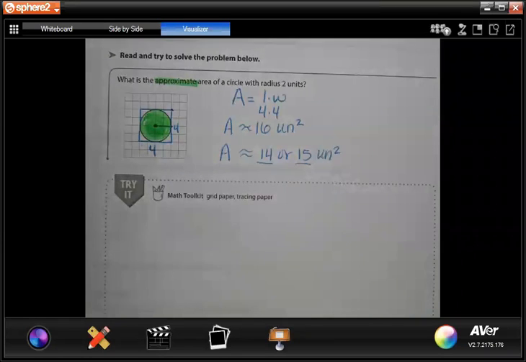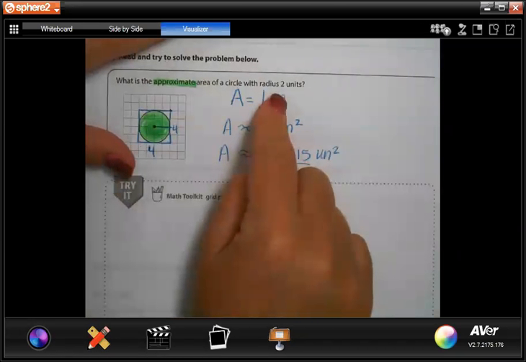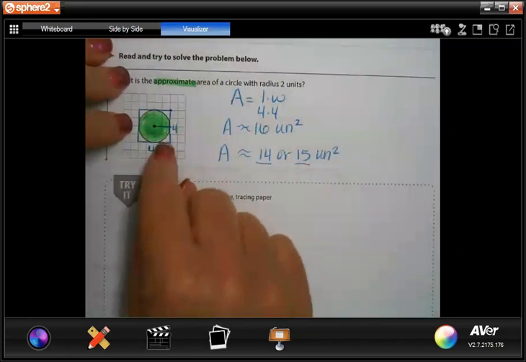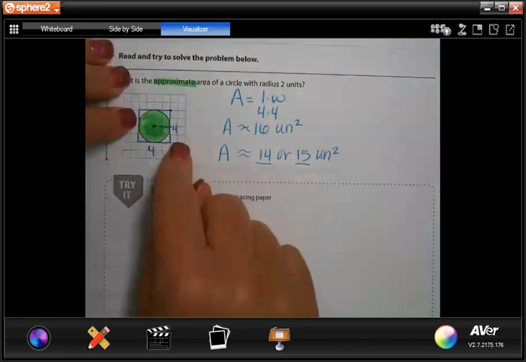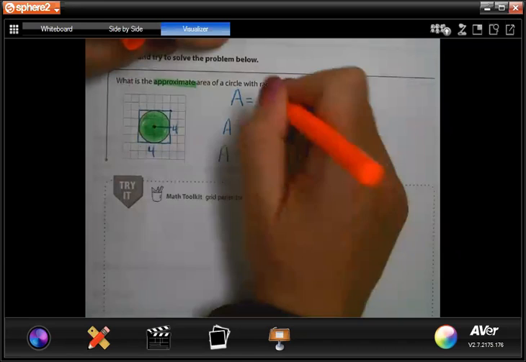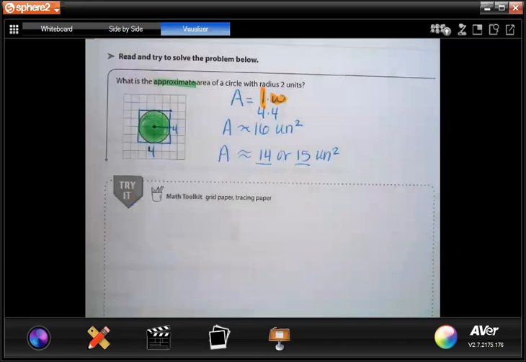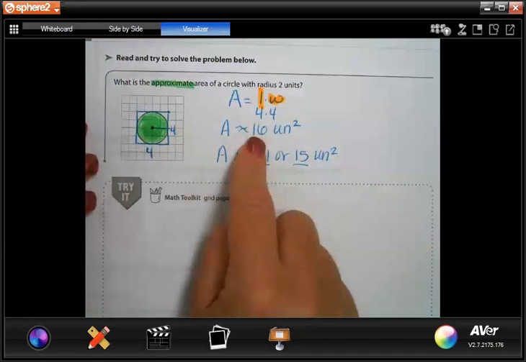Okay, so my first question for you was, what is the approximate area of the circle? What we did is, we know that this circle can be inside this square. Now we know, because we've already learned this, that the area of a square is length times width. So if we multiply 4 times 4, that comes out to be 16.